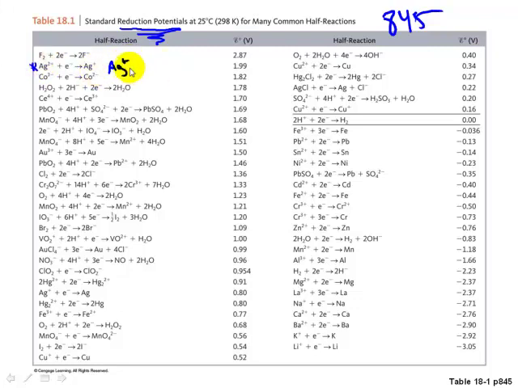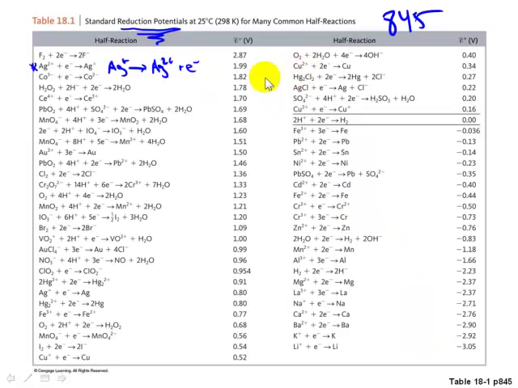The reverse process would be Ag plus goes to Ag2 plus an electron, and so that would be the oxidation process. If I flip that around, just like we've done with previous things, then I would flip around the sign of the potential, and that guy would be negative, okay? So there we go.